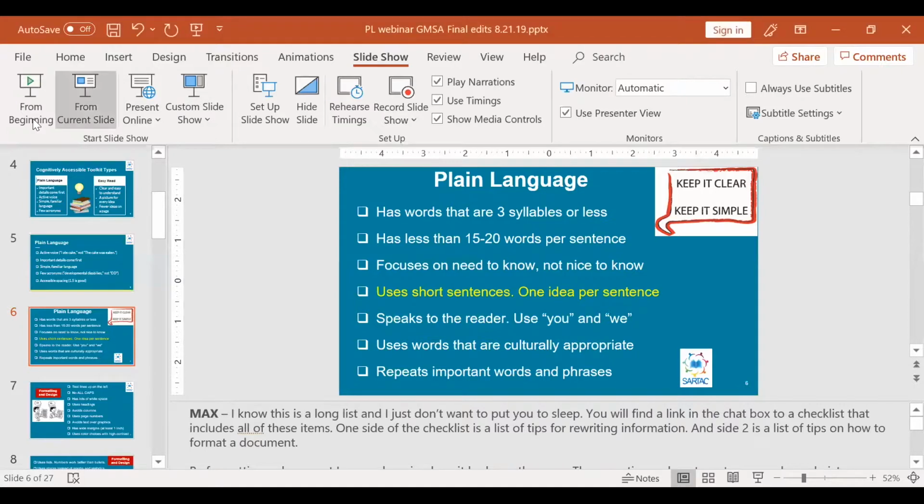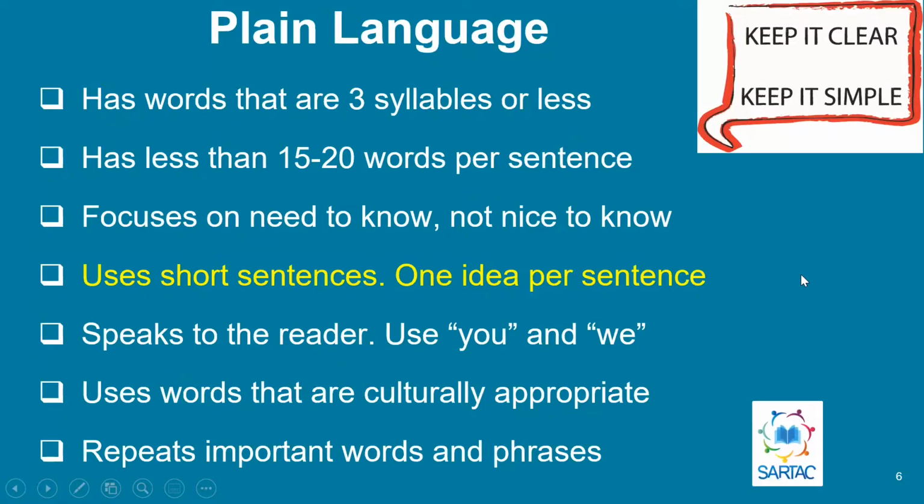All right, so back to our plain language tips. The quickest way to make something easier to understand is using short sentences and making sure that you only talk about one idea in each sentence. I highly recommend trying to use 15 words or less in a sentence.